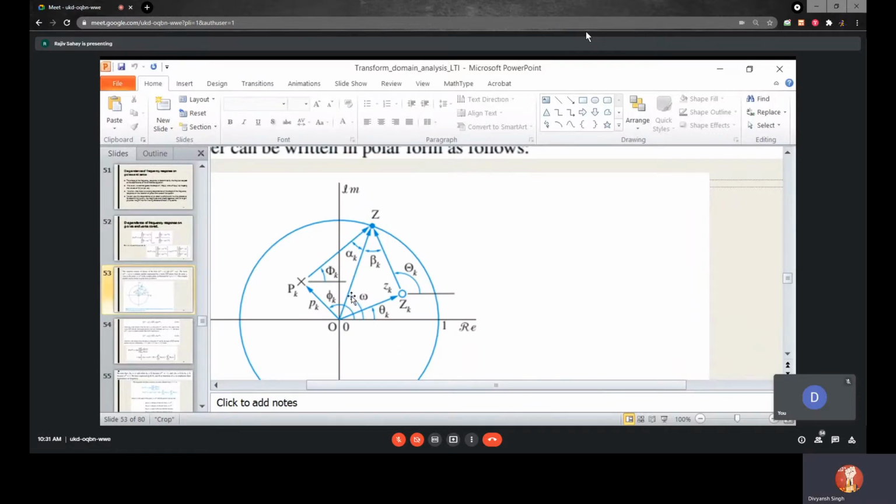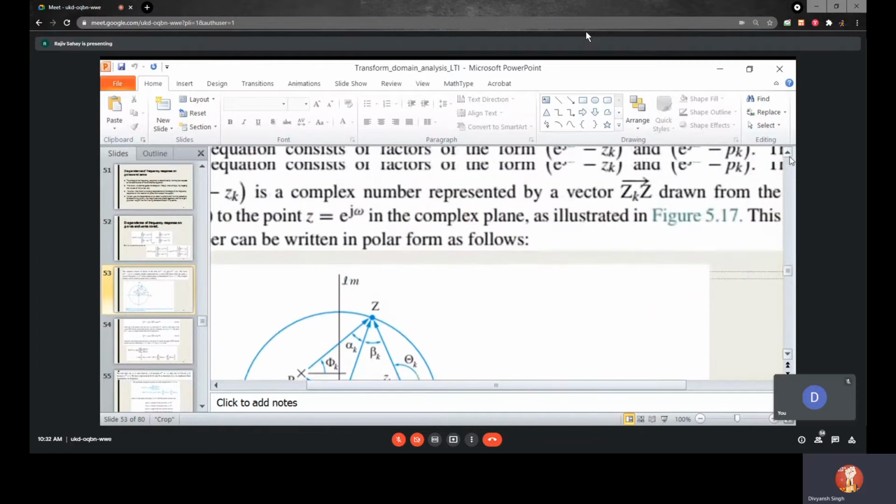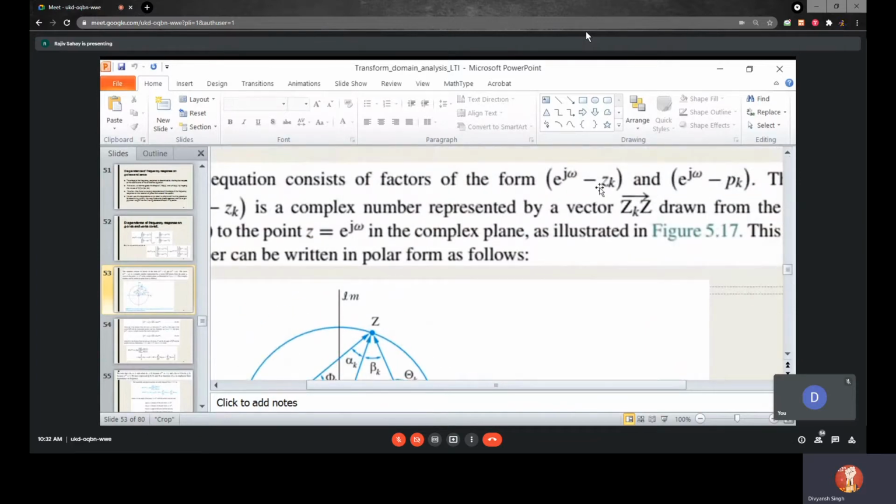So this is the point z on the unit circle. z_k z, that is e to the power j omega minus z_k, that is the point which is here to here. This is the distance. This is the complex vector. z_k z, that is equal to e to the power j omega minus z_k.